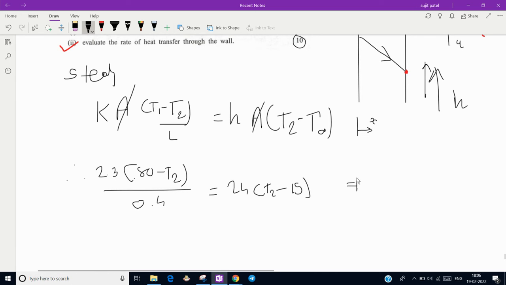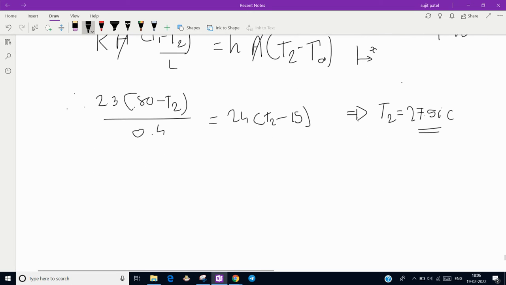When you solve this, you will get temperature T2 as 27.56 degrees Celsius. So this is one parameter that we got. But what we have to find is the temperature relation.